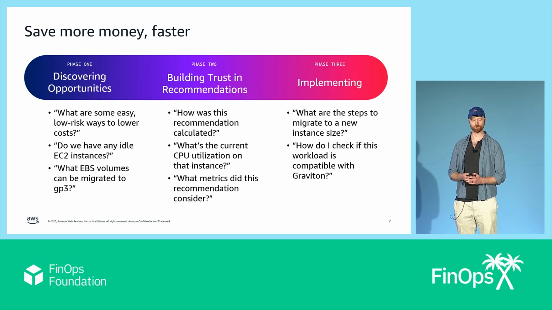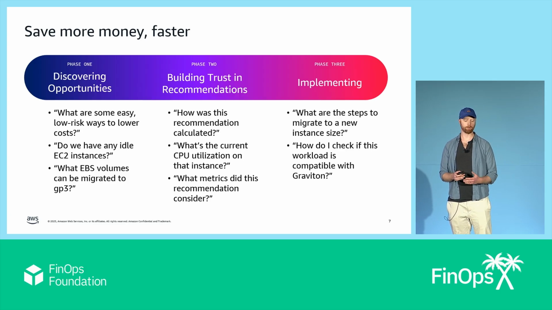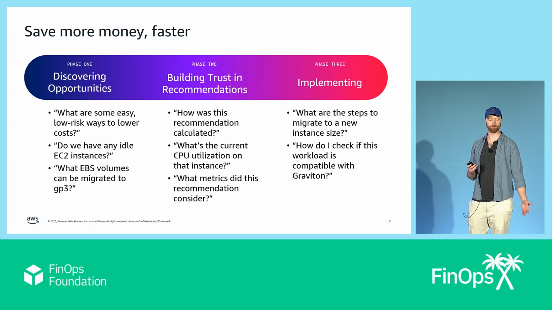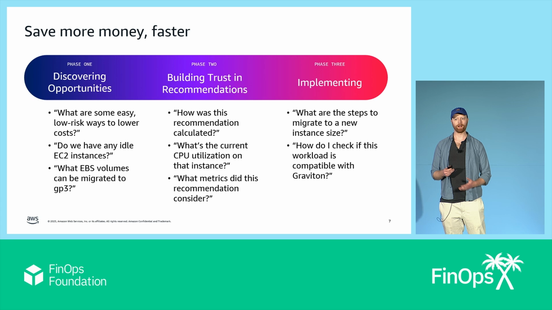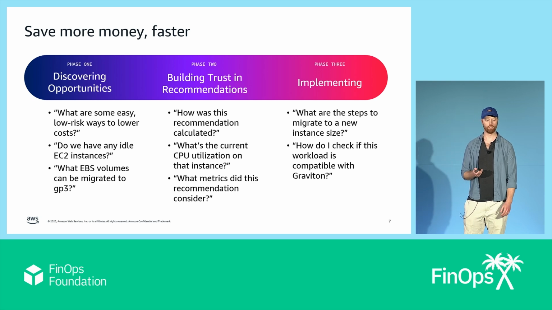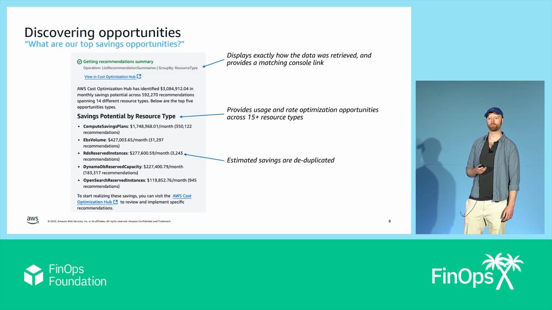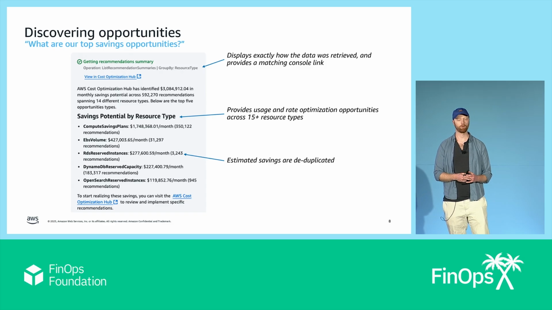And then finally, you can ask questions about how to implement those recommendations. So what are the steps to migrate to a new instance size? Or how do I check if this workload is actually compatible with Graviton or ARM-based processors? So let's take a closer look at how the feature works.